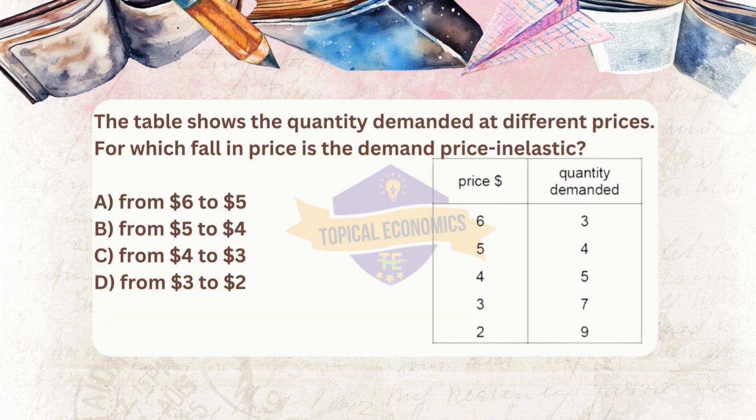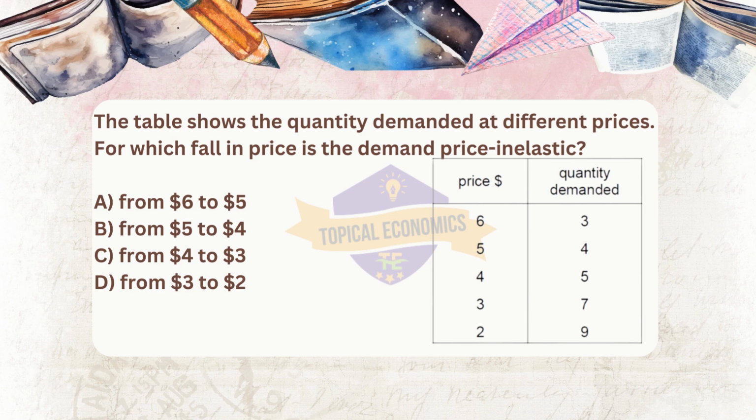The table shows the quantity demanded at different prices. For which fall in price is the demand price inelastic? A. From $6 to $5. B. From $5 to $4. C. From $4 to $3. D. From $3 to $2. This question is from year 2021 October-November version 2.